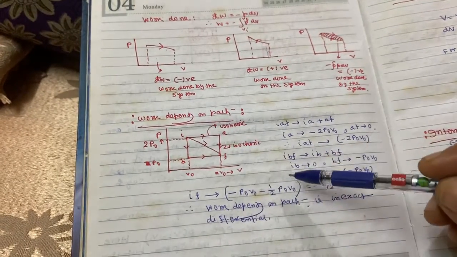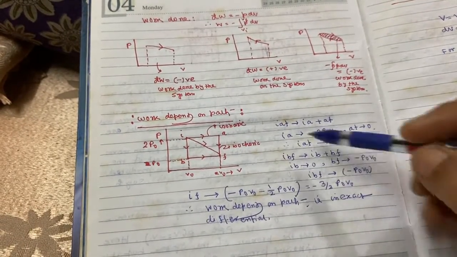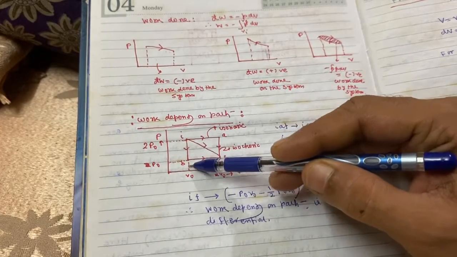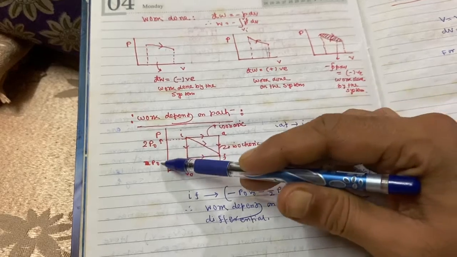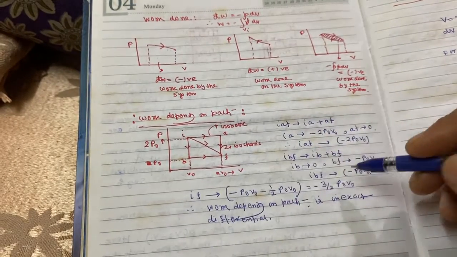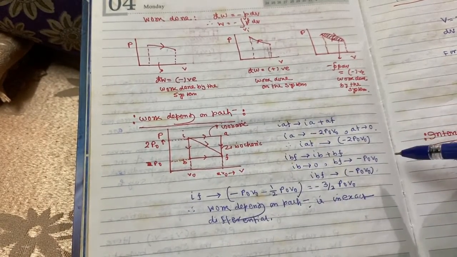For IBF curve, IB plus BF. For IB volume is constant, so work done is 0. For BF, it is the area under this curve. Area means pressure is P0, volume is V0. So, it is minus P0 V0.